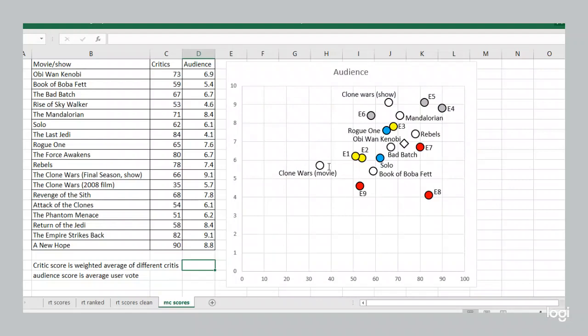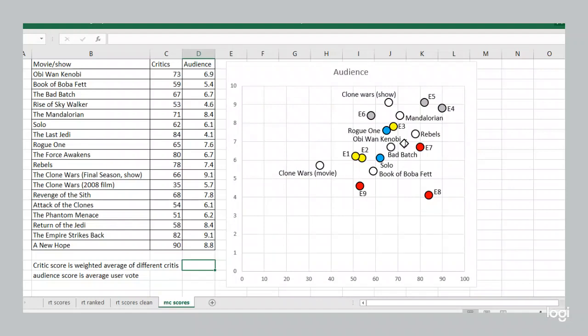The Clone Wars movie, again, we see it as an outlier on its own, ranked pretty bad by audience and critics, although critics liked it even less. And so here are these films that audience and critics pretty much agree on in increasing order. We have episode 9, and then what they think is a bit better is Book of Boba Fett, a bit better Solo, a bit better Bad Batch, a bit better Obi-Wan Kenobi.